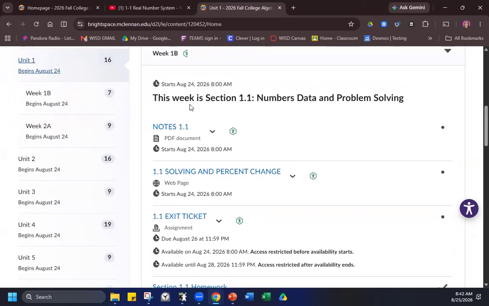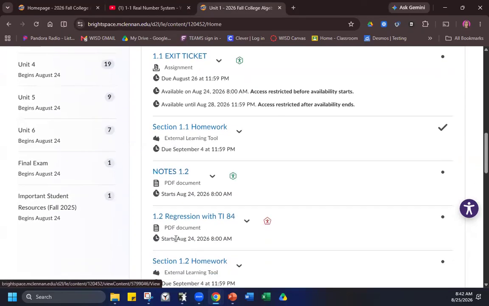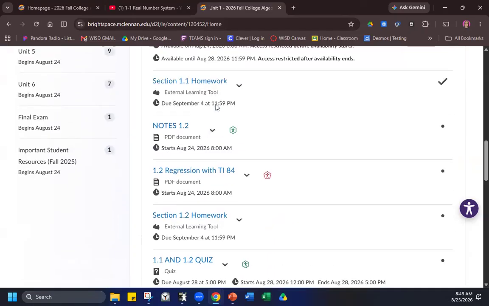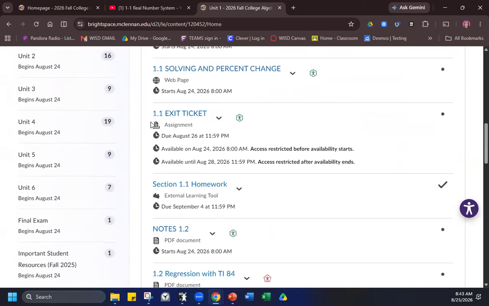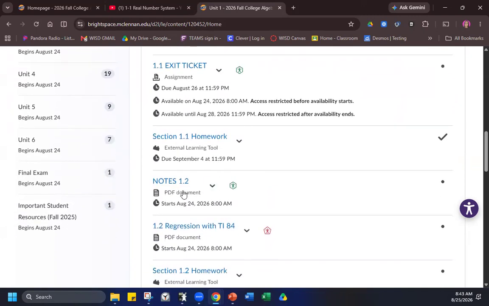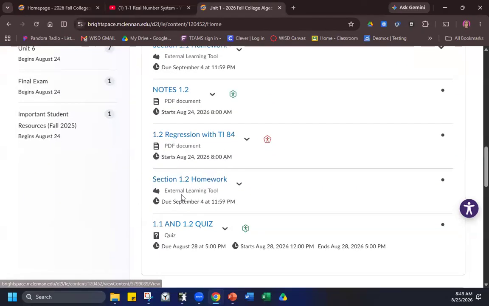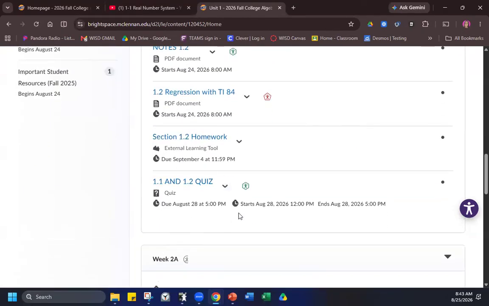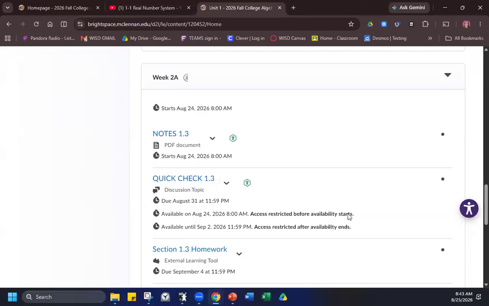All right. So again, module learning means that we go in order. These are listed in the order that you should complete them. That's why it's called a module-based class. So you can see here, we have our notes. There's additional video step notes. There's our exit ticket, our homework, and then on to the next section. And then additional notes, homework, and then there's a quiz that will open up on Friday. Okay. And then on to the next unit. So we just keep going.